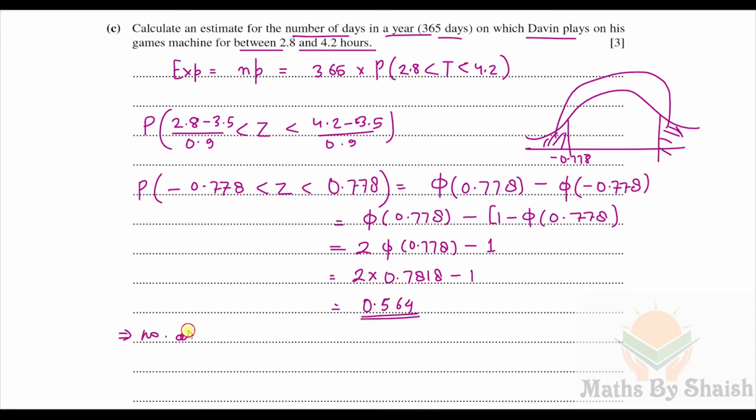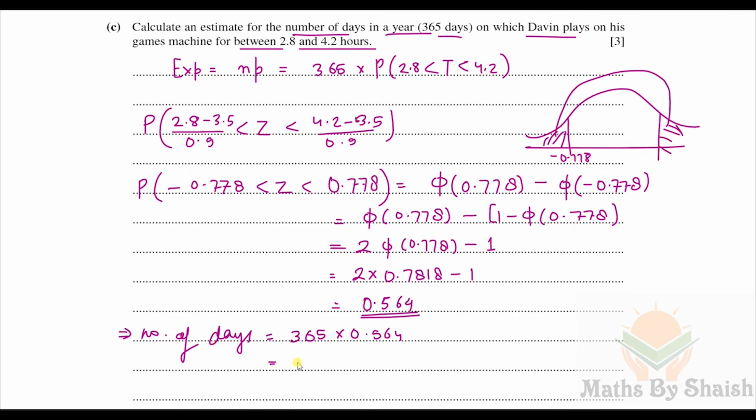And hence the number of days will be 365 into 0.564, which is 205.714. It means a complete 205 days. So since it is days, we will not take 206, it is 205 days.